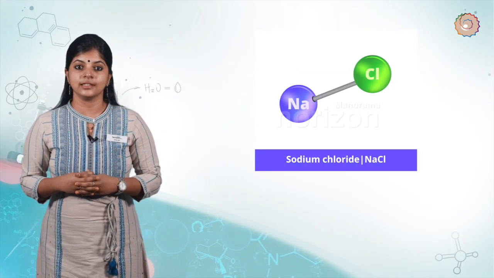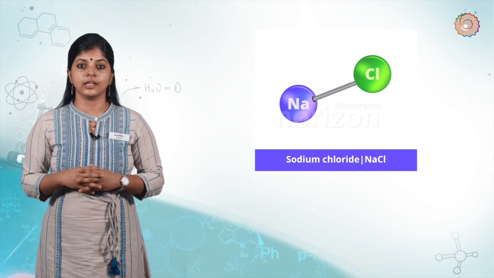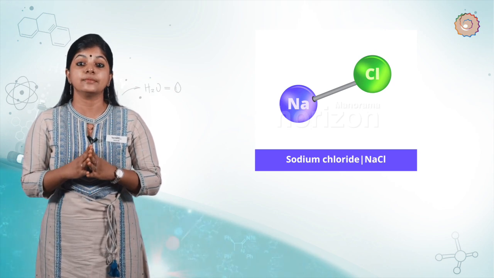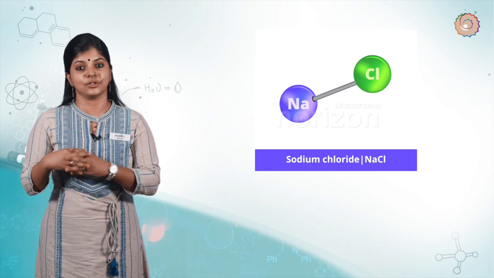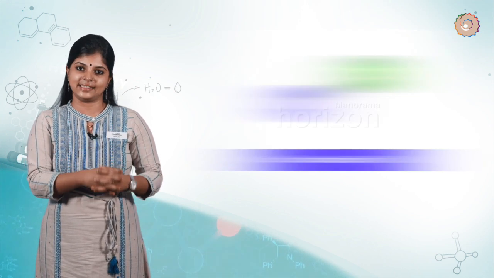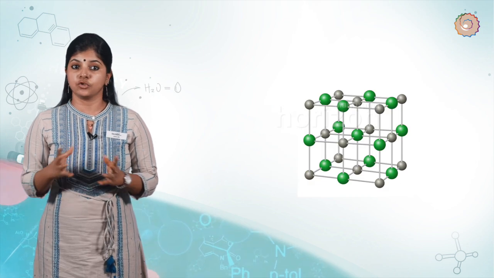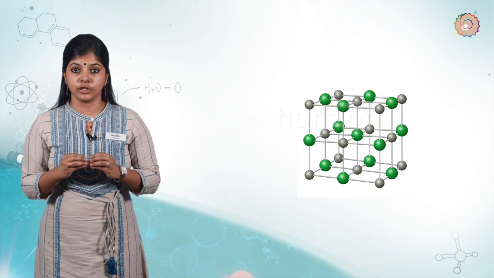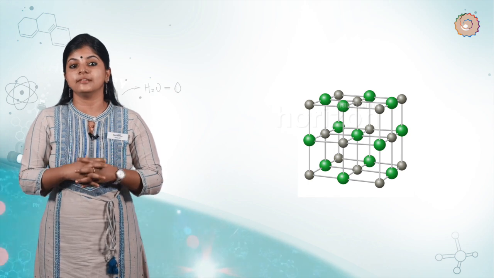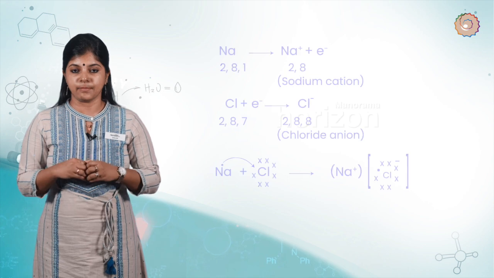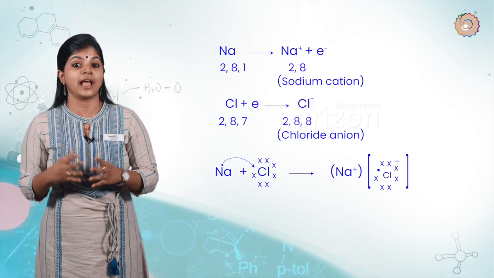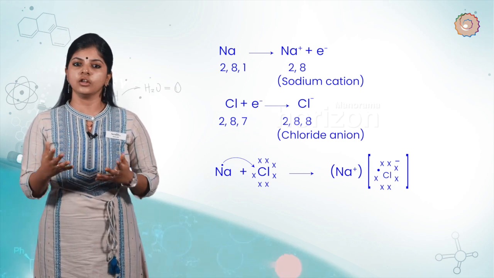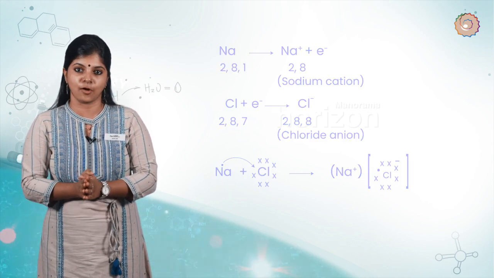Sodium and chloride ions, being oppositely charged, attract each other and are held by strong electrostatic forces of attraction to exist as sodium chloride, that is NaCl. It should be noted that sodium chloride does not exist as a molecule but as aggregates of oppositely charged ions. The compounds formed in this manner by the transfer of electrons from a metal to a non-metal are known as ionic compounds, or you can also call them electrovalent compounds.